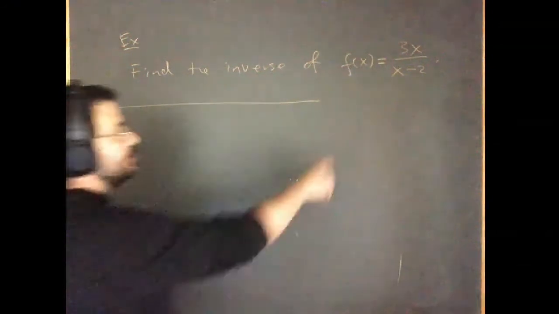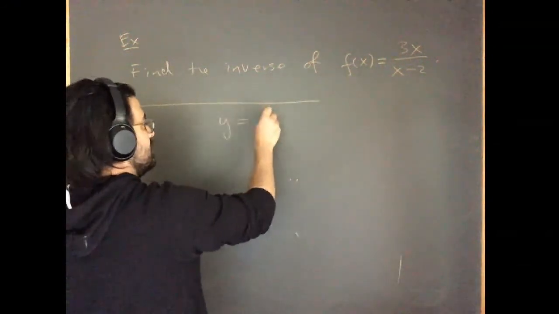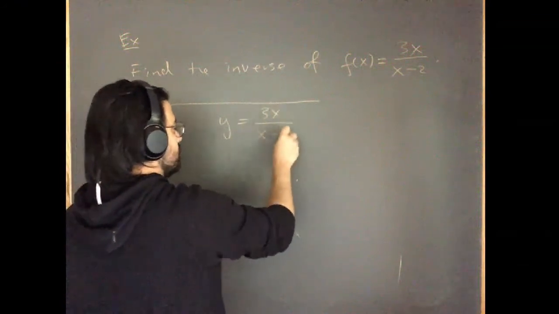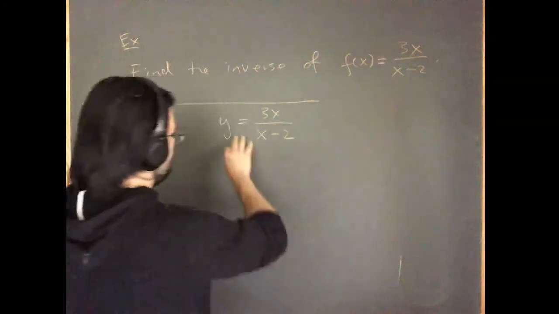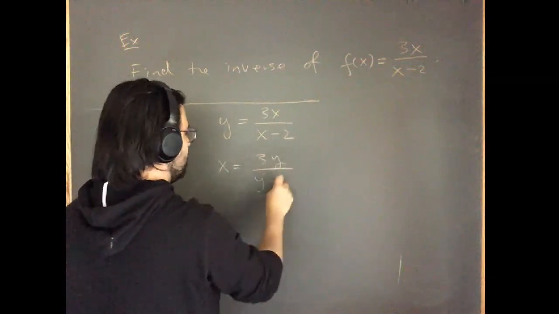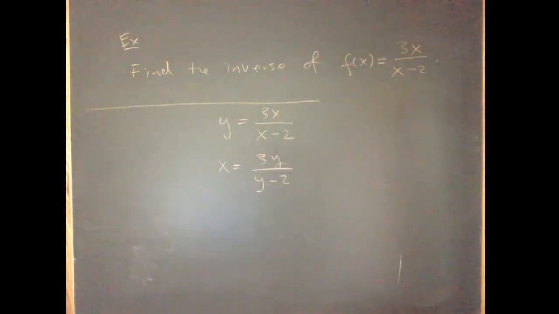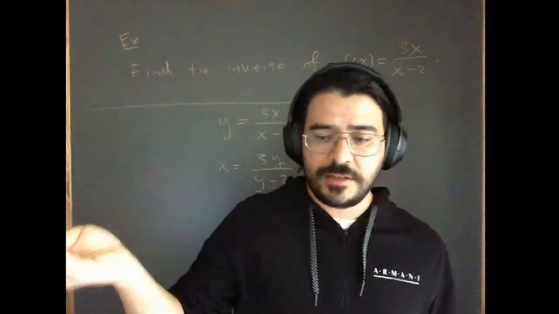So your first step is to remember that f of x is really y. This is the y value. So this equation is the same thing as y equals 3x over x minus 2. And then from here, you'll want to switch the x and the y. That's the next step, to get an equation for the inverse. So flipping the x and the y gives x equals 3y over y minus 2. So that's the first step, swap the x and the y. And again, that's equivalent to reflecting across the line y equals x.